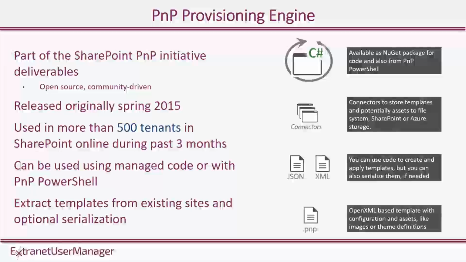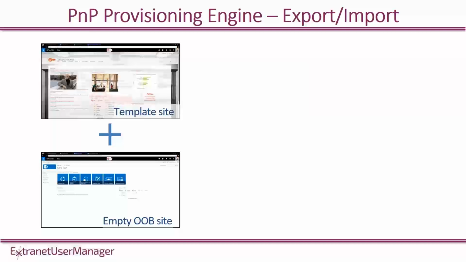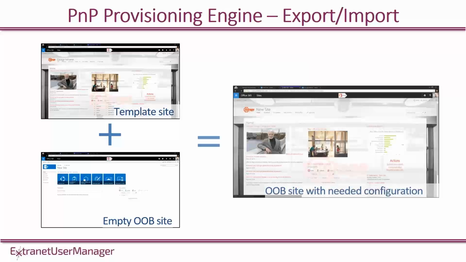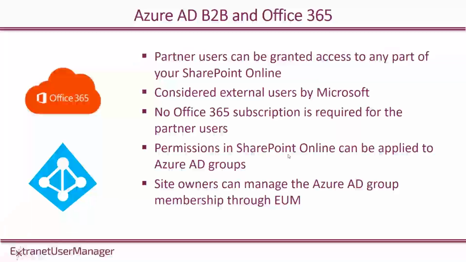But I want to talk more about the B2B experience and how those external users come into the Associated Engineering site. Basically, they can be granted access to any part of SharePoint Online. We can see there that they've got access to the main top-level portal site, plus any project sites they get invited into. The second point is very important: they're considered external users by Microsoft. What that means is you don't have to pay a subscription for them.